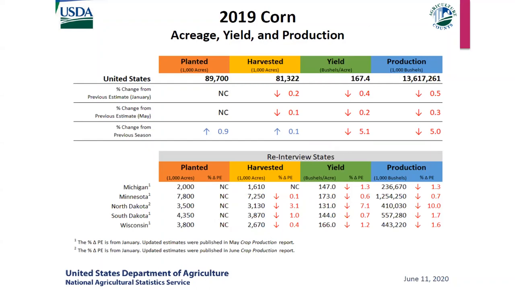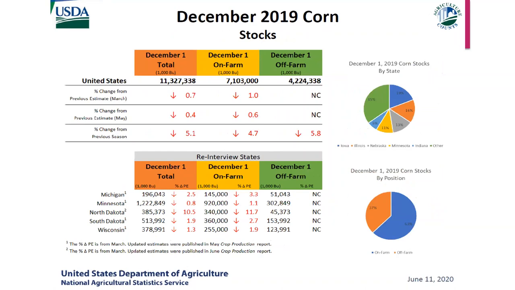Again, you can see harvested acres down a little bit, yield down a little bit. In the overall U.S., you can see the states as they were affected. Largely, this is a North Dakota story. South Dakota, of course, had a hand in it, but the pictures we saw of combines still in the field a month ago, most of them came out of North Dakota.